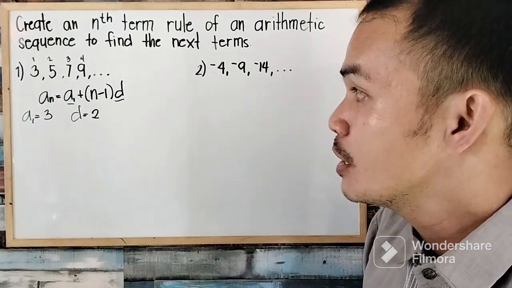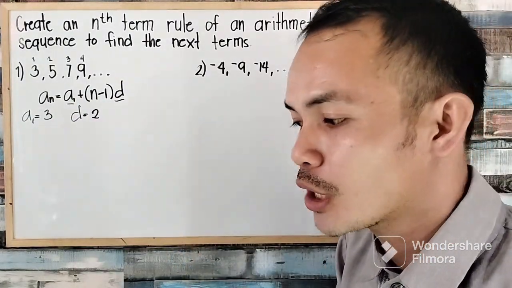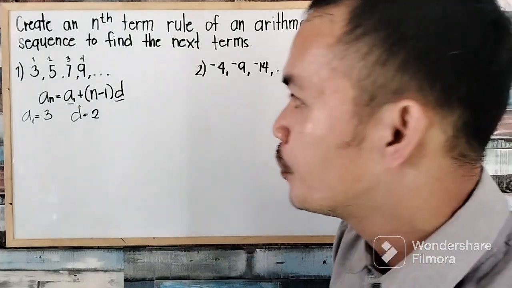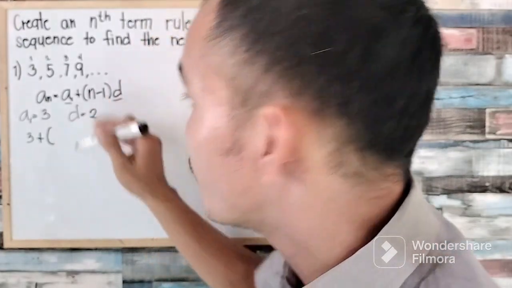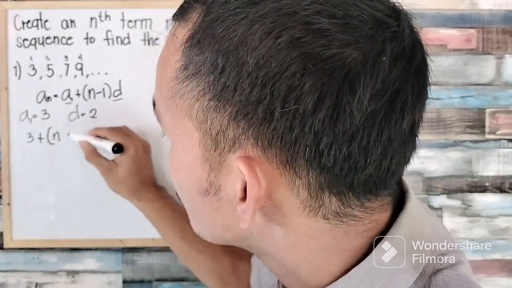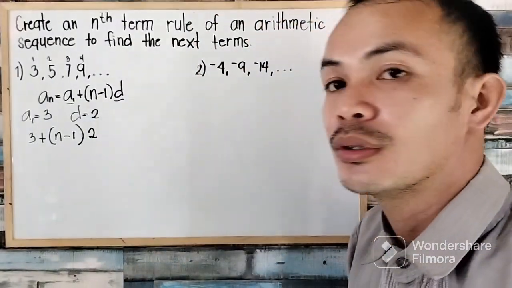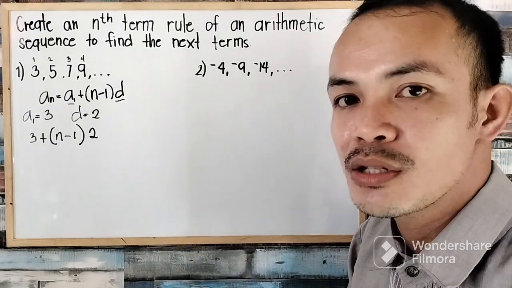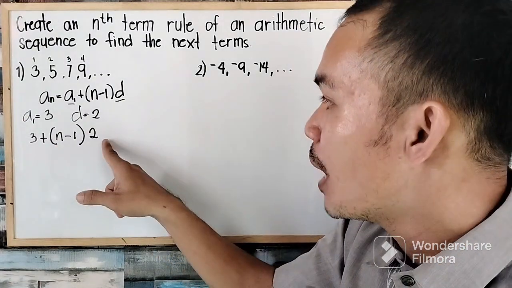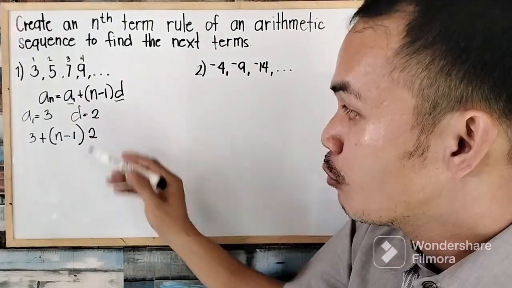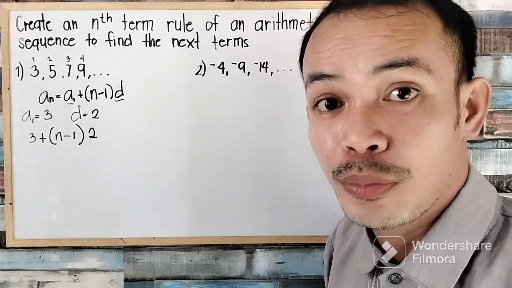Maa-apply natin yung rule. Okay? So ngayon, we have now the a sub 1 and the common difference. Ang gagawin natin, isa-substitute natin yung value na yan dito sa formula. Okay, we have here a sub 1 which is equivalent to 3 plus, since we don't have the value of n, we will just put n there, minus 1, and the common difference is 2. Alright? So yung gagawin natin dito is we have to expand the expression. Tatanggalin natin yung parenthesis dito by using the distributive property.